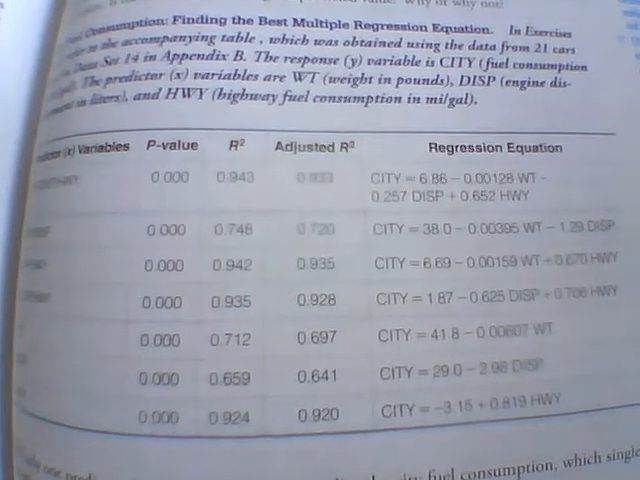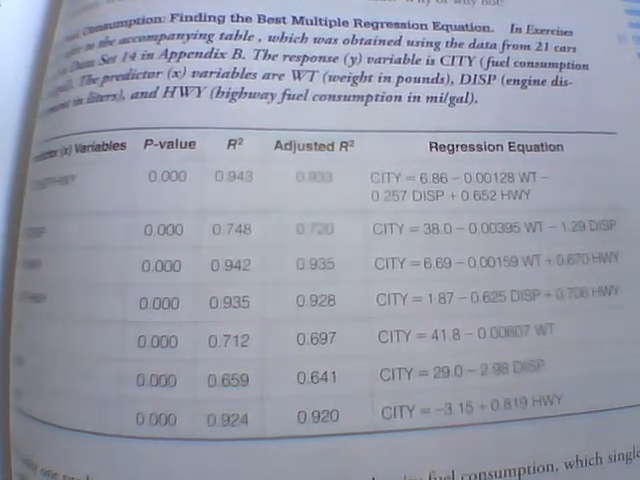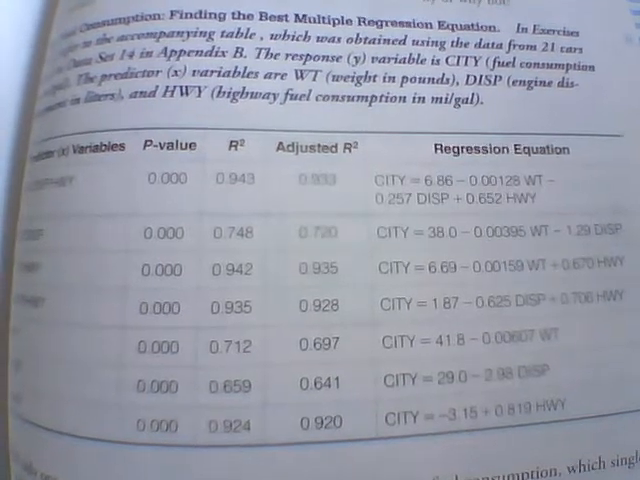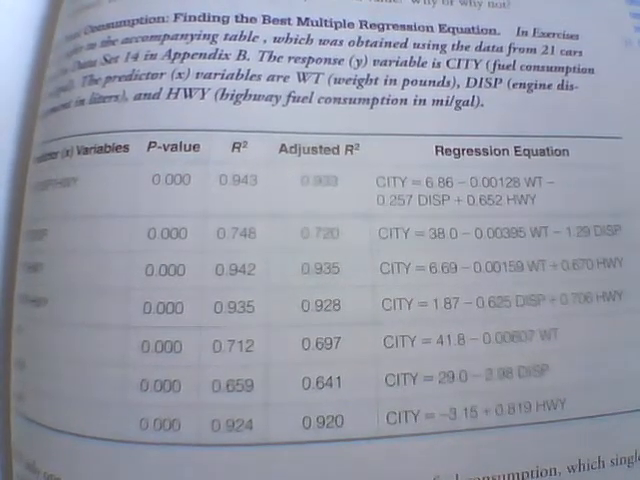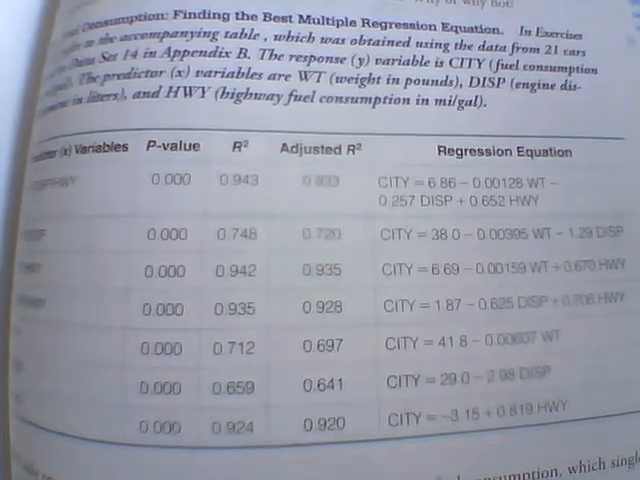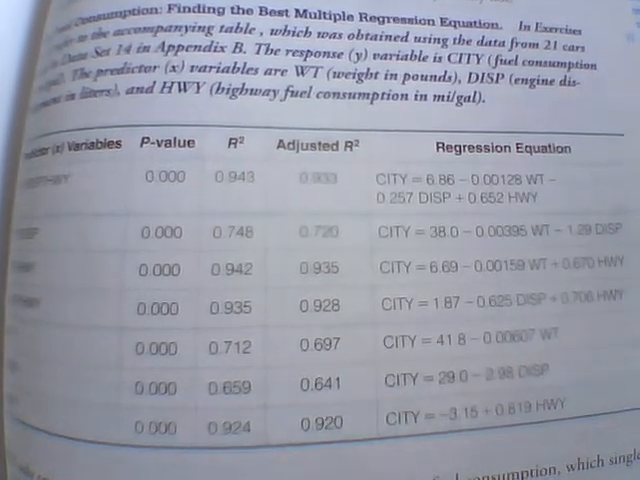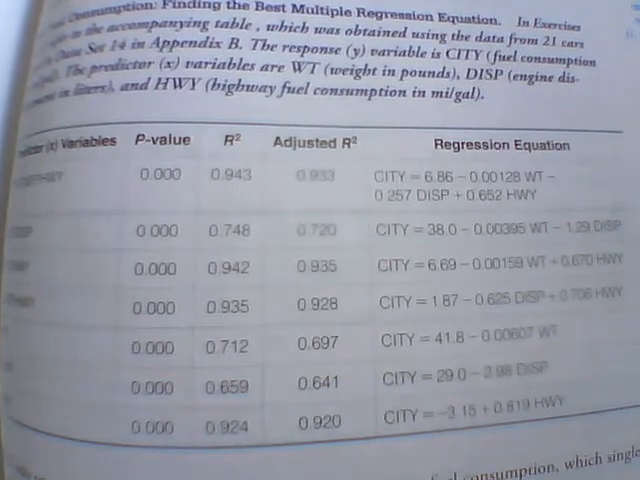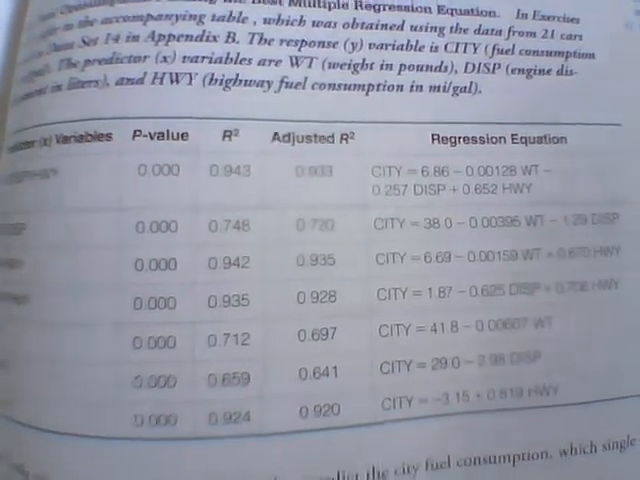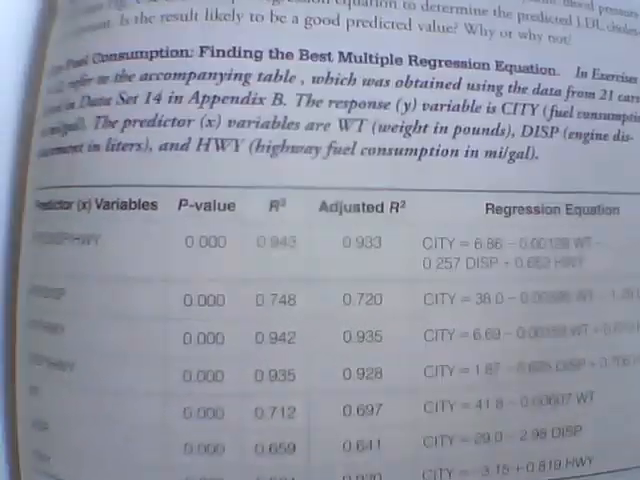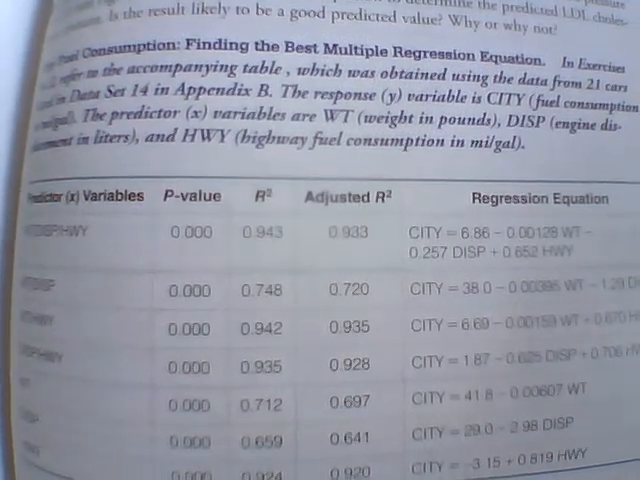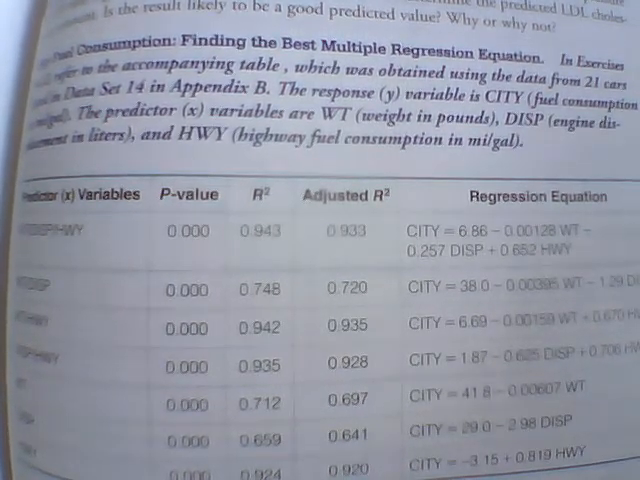Looking at some problems from section 10.5 on multiple regression. So once again, this is when we have multiple variables weighing into one result. If we look at this section here, it's section 9 through 12, we talk about city fuel consumption. In the directions up here, it talks about finding the best multiple regression equations.